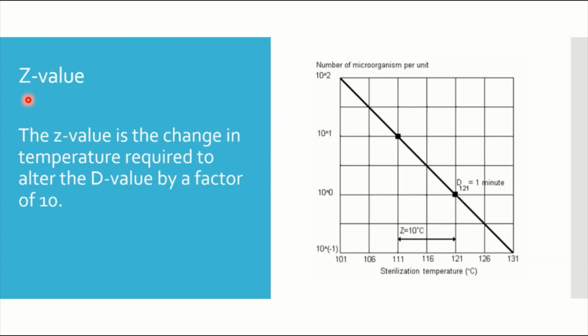So we'll understand the Z value. The Z value is the change in temperature required to alter the D value by a factor of 10, right? So we can see from here, 10 to the power 1 to 10 to the power 0 means we are getting 1 log reduction. If the Z is 10 degrees, it means by increasing the temperature tenfold of the Z coefficient, we are getting a D value of 1 minute. So it's a factor required to change the D value by a factor of 10.